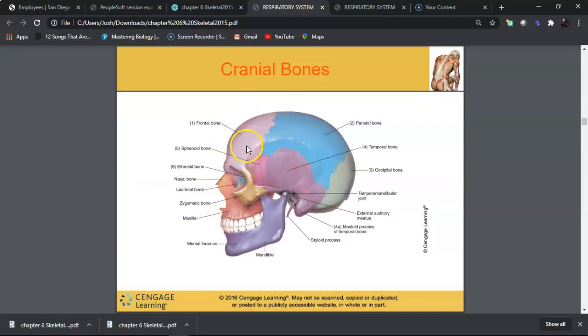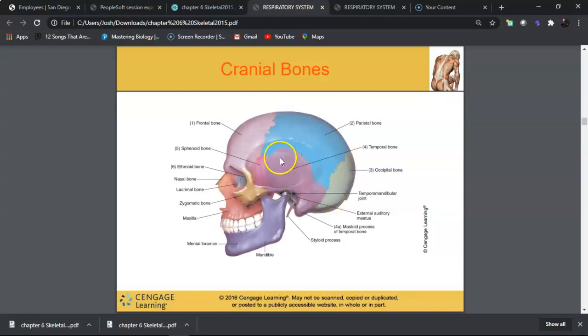If we start here, we have the frontal bone. That makes up primarily the forehead, and then a little farther back, it also encompasses the upper part of the eye orbits. If we go to the top and part of the back, we have the parietal bone. The third one is this posterior area, which is the occipital bone. It covers the occipital lobe of the brain, which is our vision center.